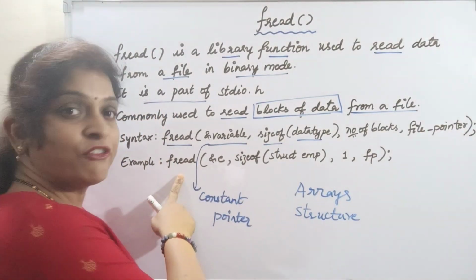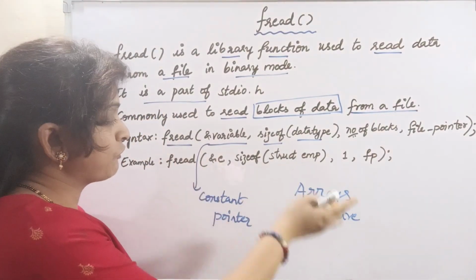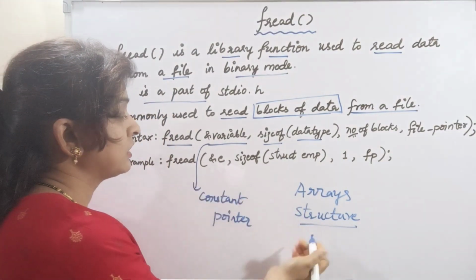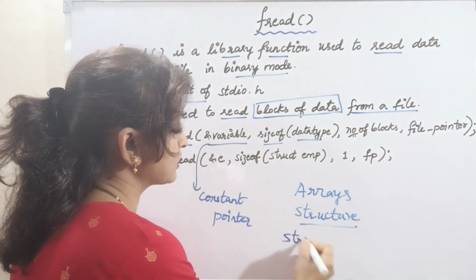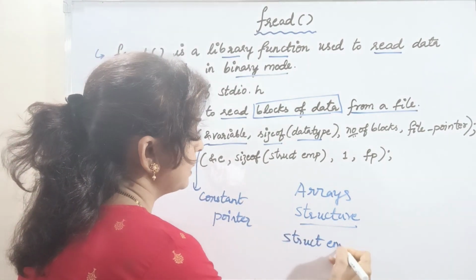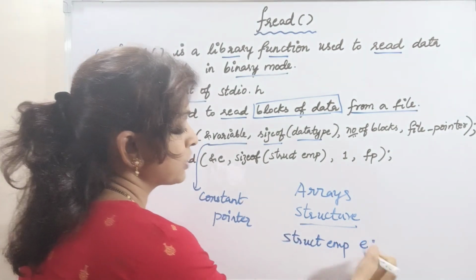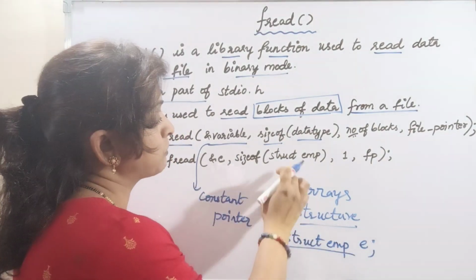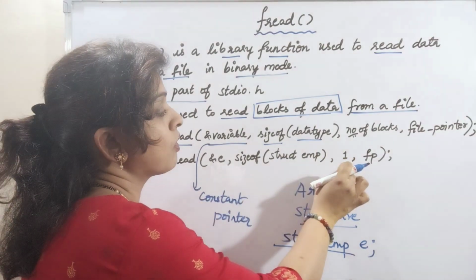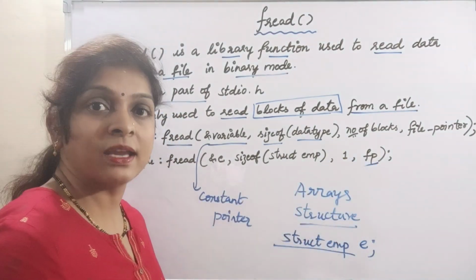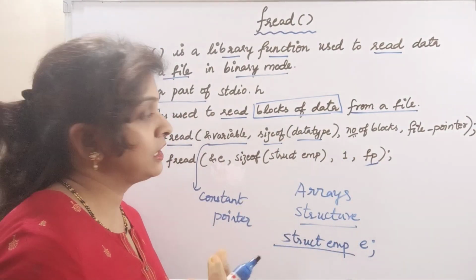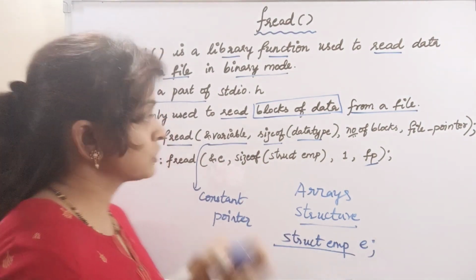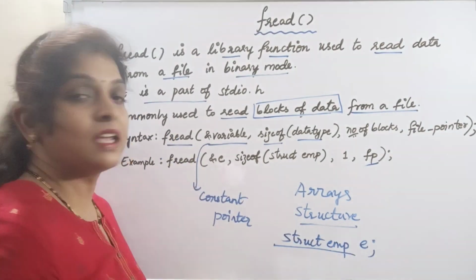So it is fread followed with, for example, if I am reading structure data, say some employee structure, the variable name: I have a struct emp and say e. So I say the ampersand of e, sizeof that user defined data type struct emp, one block of data, and the file pointer, say fp. That is fp, the name of the file pointer which is pointing to that binary file. So this is the syntax and example.